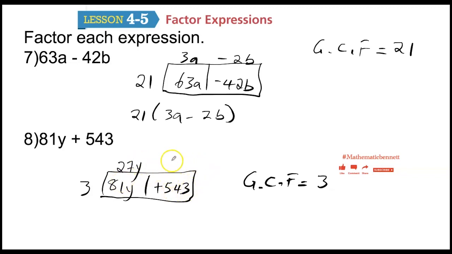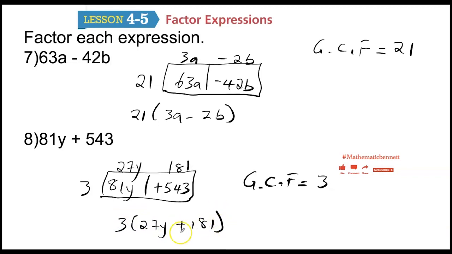543 divided by 3 would give me 181. And if we check, we see that there's no factor that can go into 27 and 81 without leaving a remainder. So we know that 3 was our GCF. So our answer is 3(27y + 181).